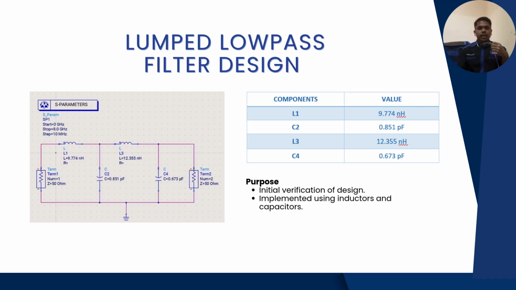This slide shows the lumped element low-pass filter design. The filter was implemented using two inductors and two capacitors arranged in a ladder network configuration. The component values were calculated using the insertion loss method and then implemented in ADS. The purpose of this design is to provide the initial verification of the filter before converting it into a distributed structure. This step helps us confirm that the calculated component values produce the expected low-pass response.